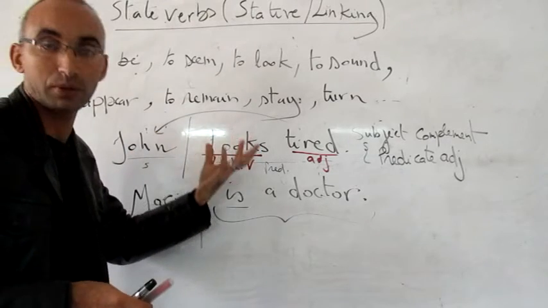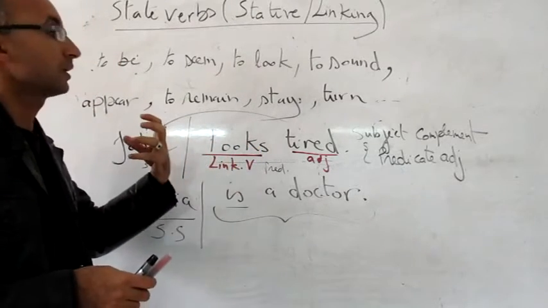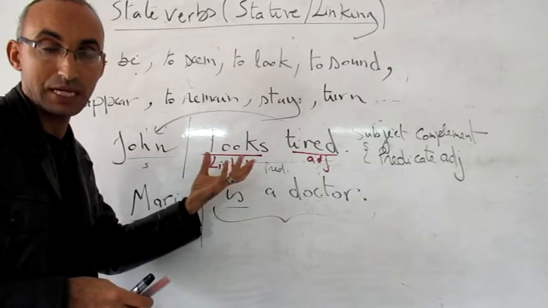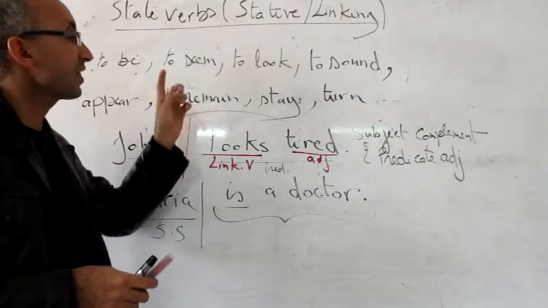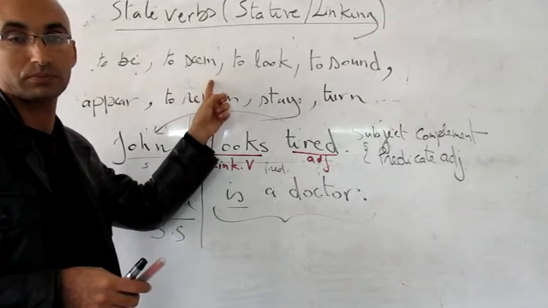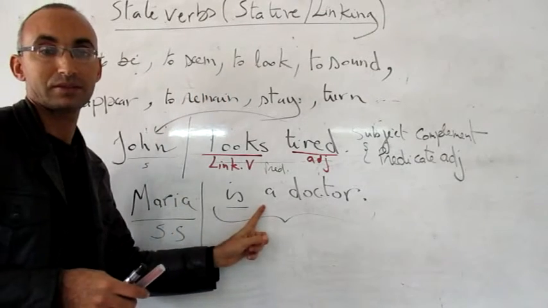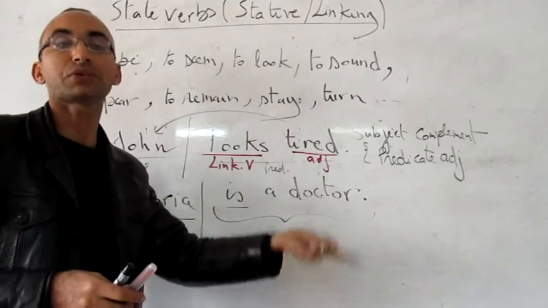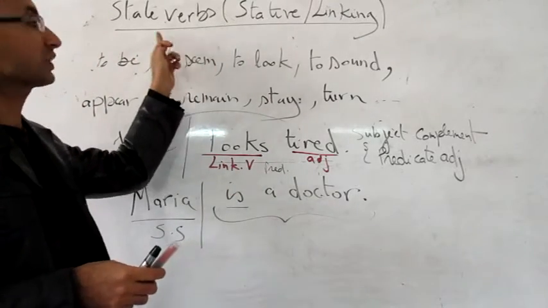They may be in the present simple, in the past simple, and so on. And they never take the continuous form. You can't say he is being. It's one of the important features of the linking or state verbs.